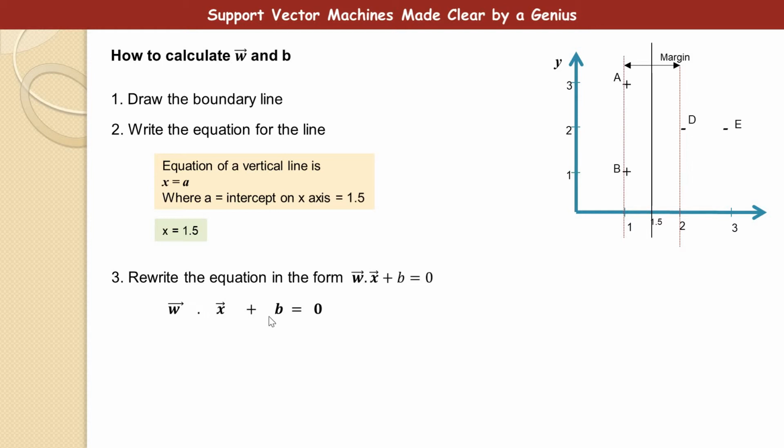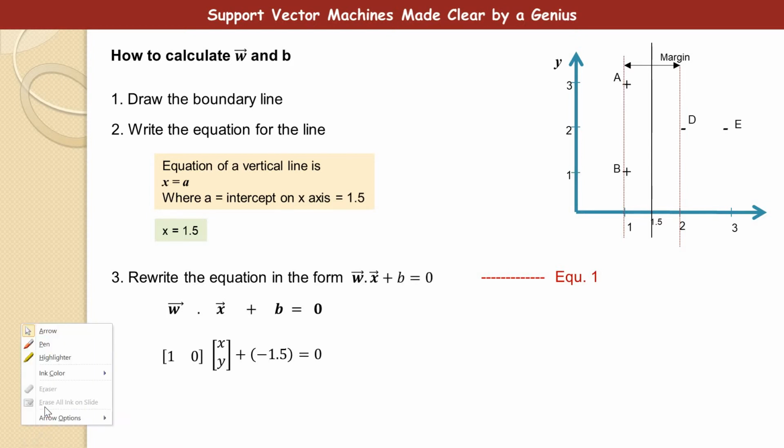So let's try this equation this way. It's the same thing. And we are trying to write the equation of the line x is equal to 1.5 to be of the form w dot x plus b equals 0. Meanwhile, this is our equation 1, and this is written in this way.